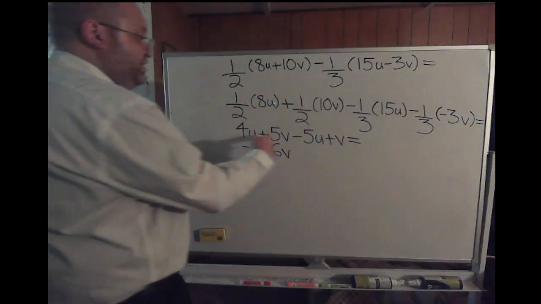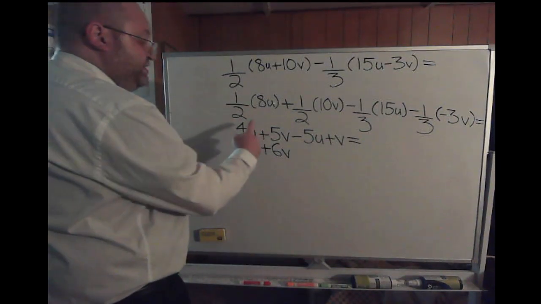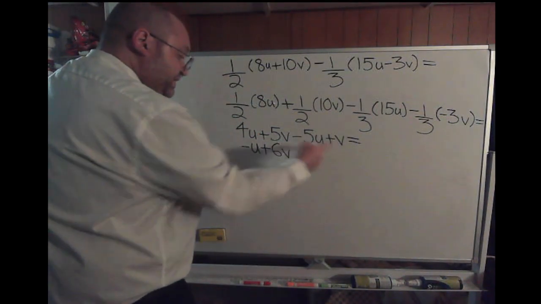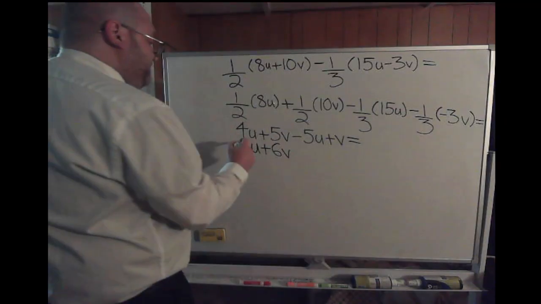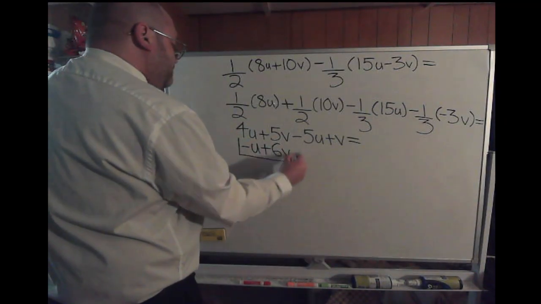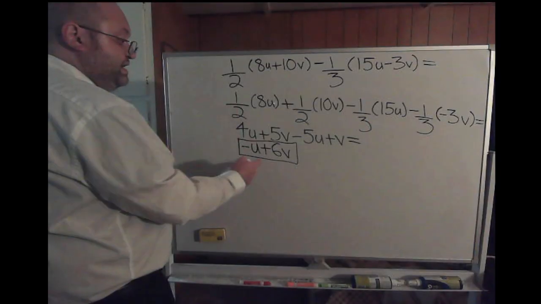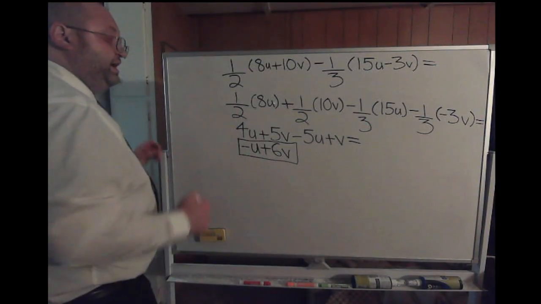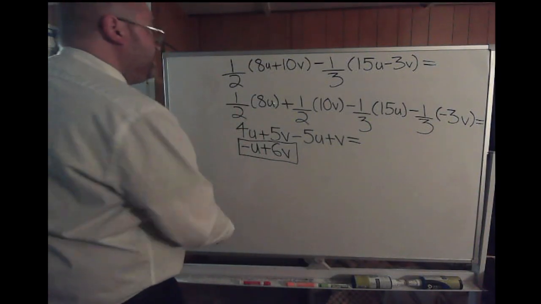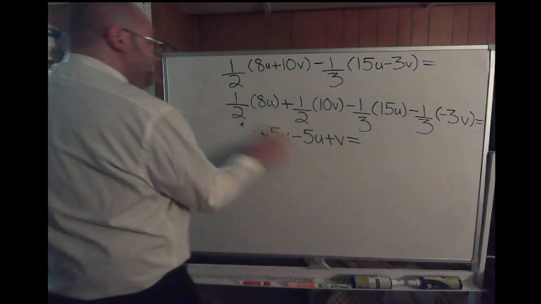You can't add the u and v terms together. You have to add the u terms with u's and the v's with v's. They have to have the same variable in order to be able to add the coefficients. So the answer you get is negative u plus 6v. Alright.